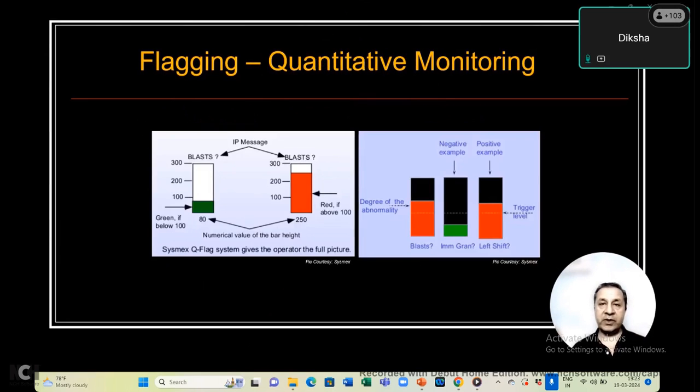So I was mentioning quantitative monitoring of flagging, and these are the pictures from the Sysmex analyzers, wherein we have the concept of looking at blasts and defining at what percentage you are going to classify something as blasts. So here, the threshold has been put at 100. Anything which is less than 100 will not be identified as blast, whereas anything which is going beyond 100 will definitely be identified as blast.